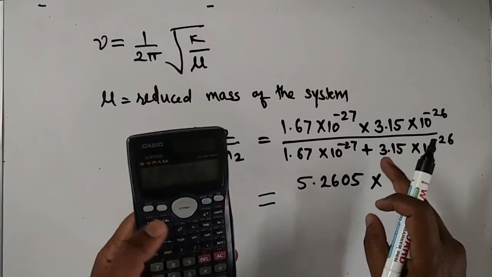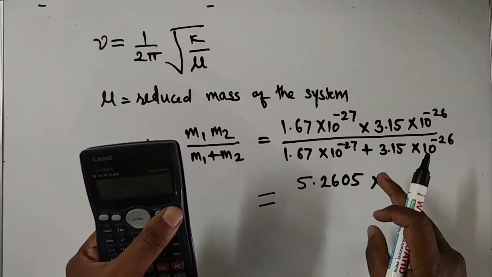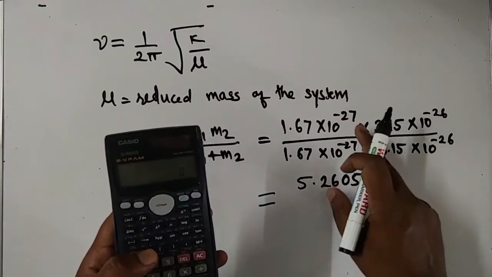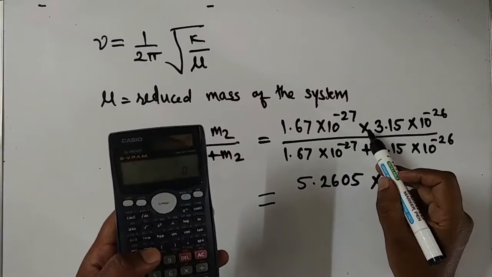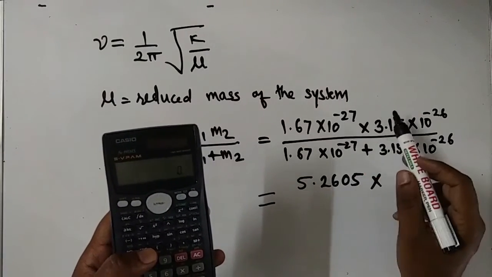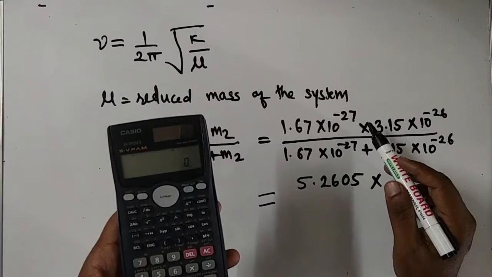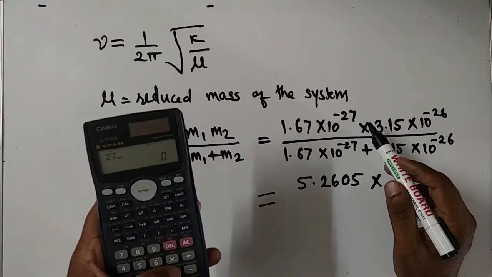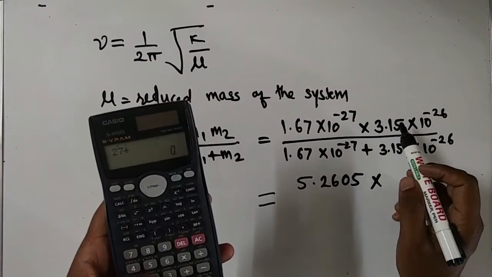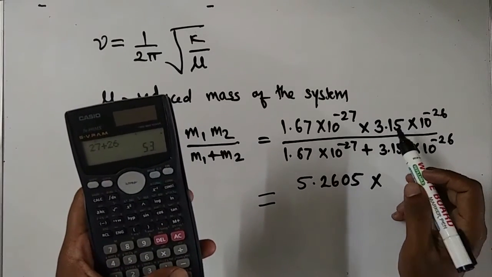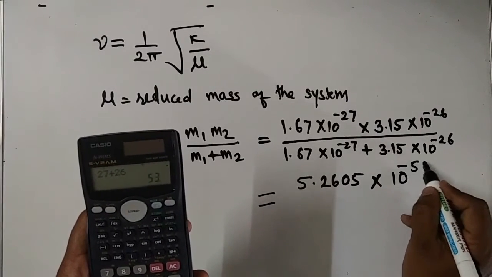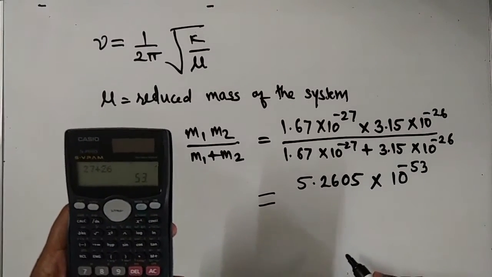So these two terms, both have 10 raised to the power, right? Here we have the product, so we have to add these two powers. So we'll add minus 27 minus 26. I will write 27 plus 26, so that is 53, right? So I will write 10 raised to minus 53, right?